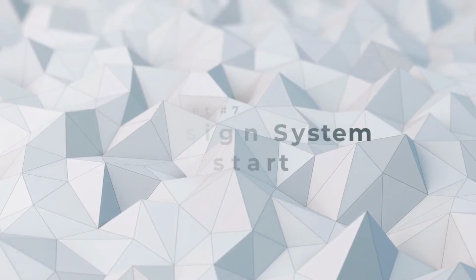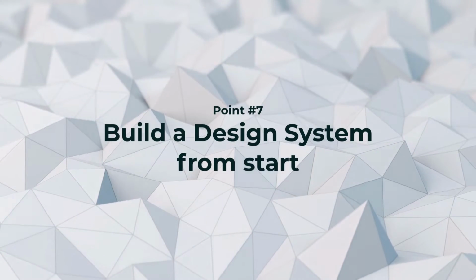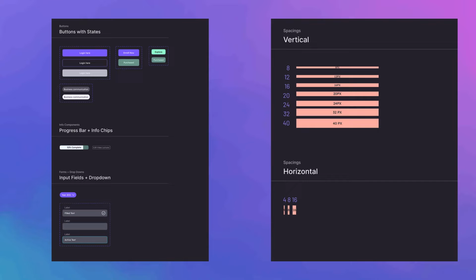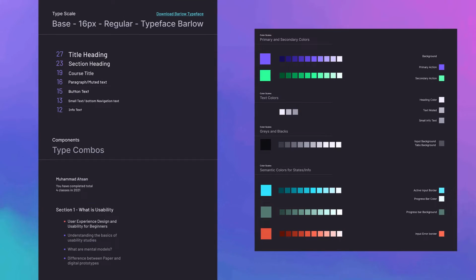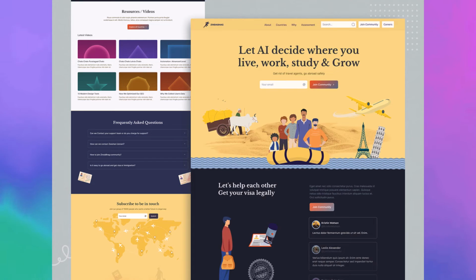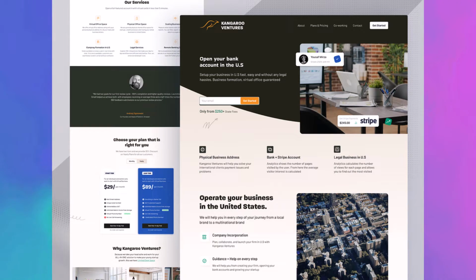Okay, one more step is building a design system. Whenever you are building a product, always start building its design system from the start, because it is going to help you change the whole design, theme, colors, everything.